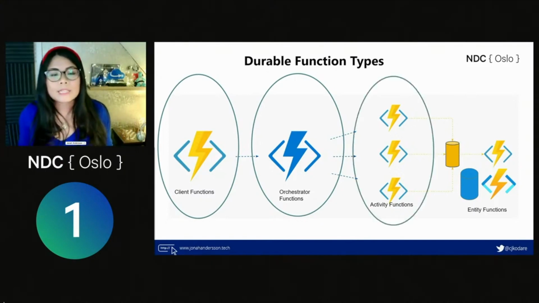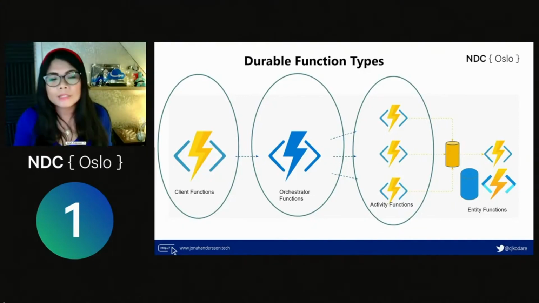And the next type is activity functions. This is where you write your logic, and this is the unit of tasks that you need to perform in your workflow.